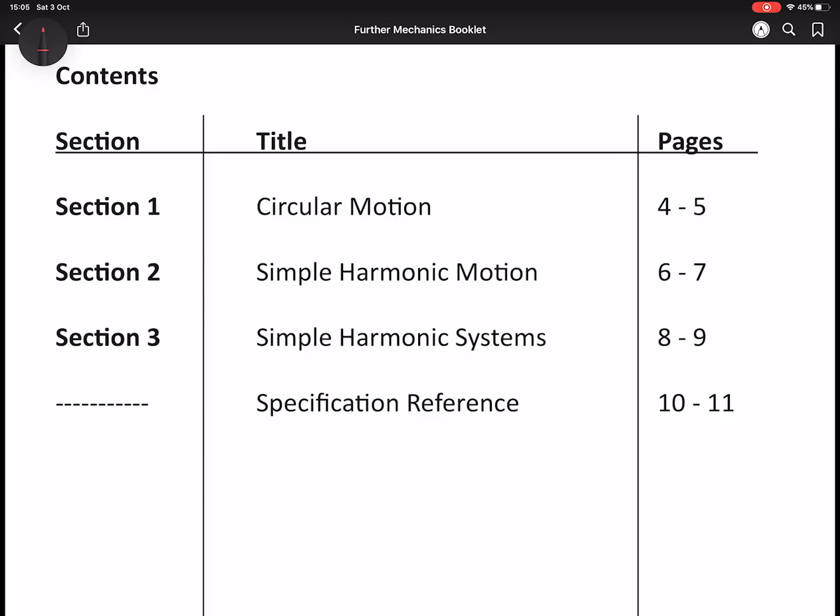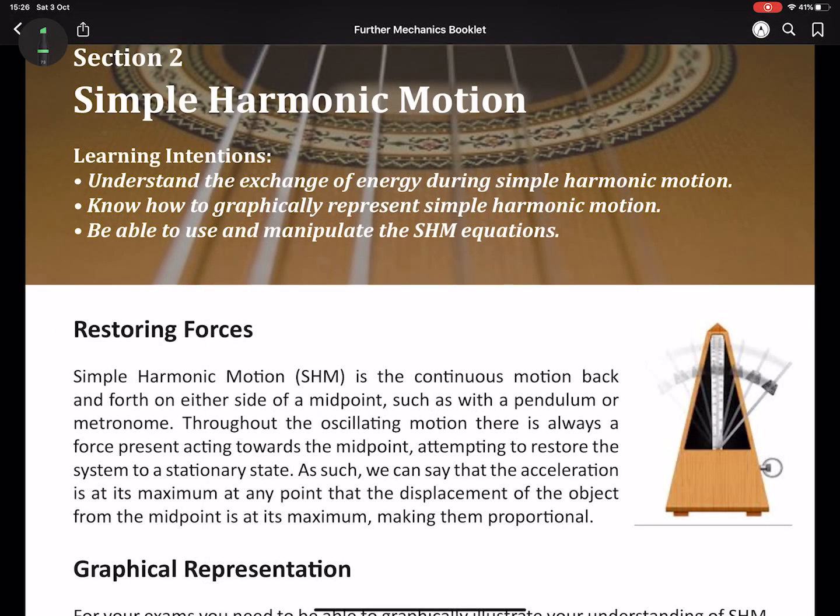In this video, we'll be looking at the second part of the further mechanics topic, simple harmonic motion. Now, simple harmonic motion is, in simple terms, a continuous back and forth motion, an oscillation about a central equilibrium point. The easiest examples to think of would be a pendulum swinging back and forth, or a metronome, as shown in the diagram.